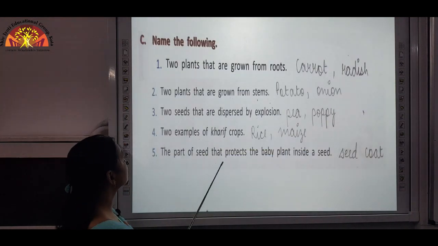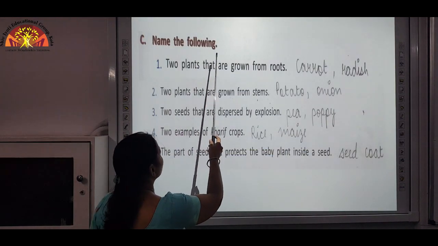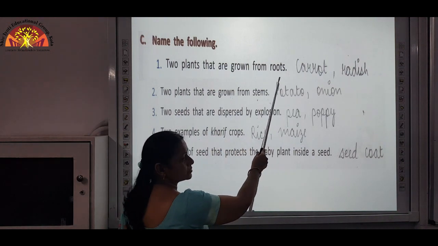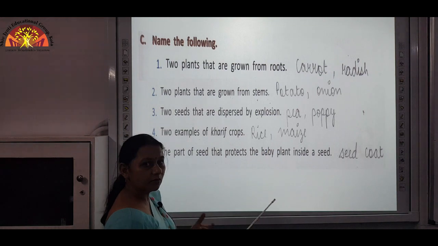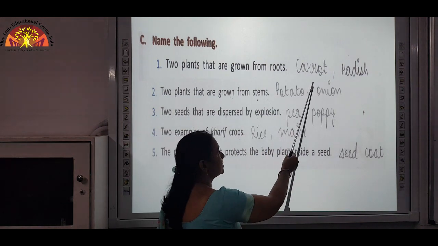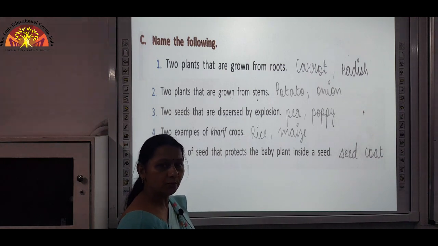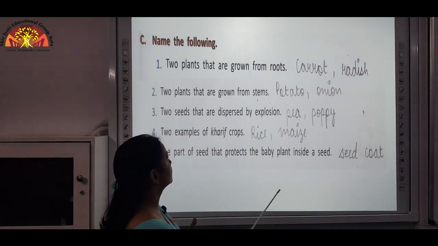Next exercise is: name the following. Two plants that are grown from roots. Two plants which can be grown by roots are carrot and radish. These are the two examples where we can grow new plants using roots.